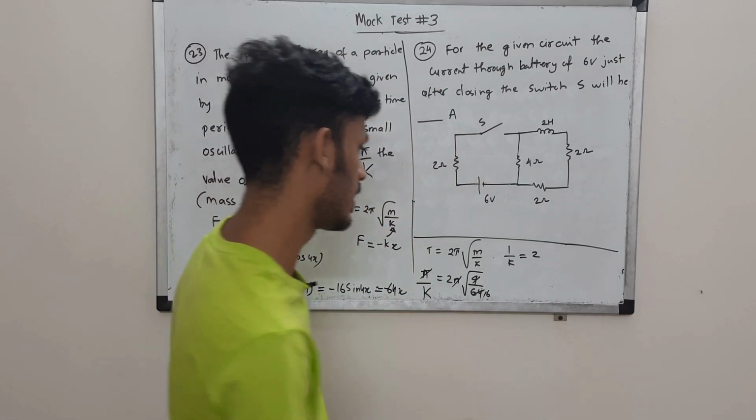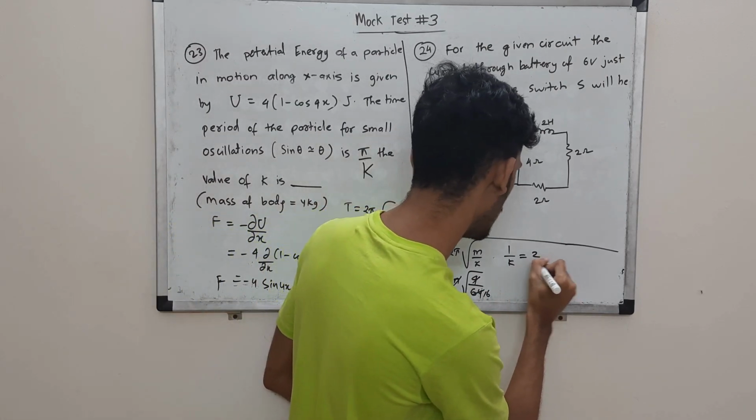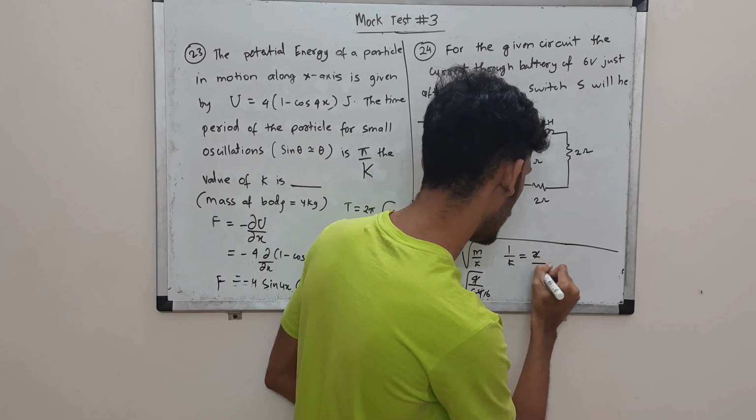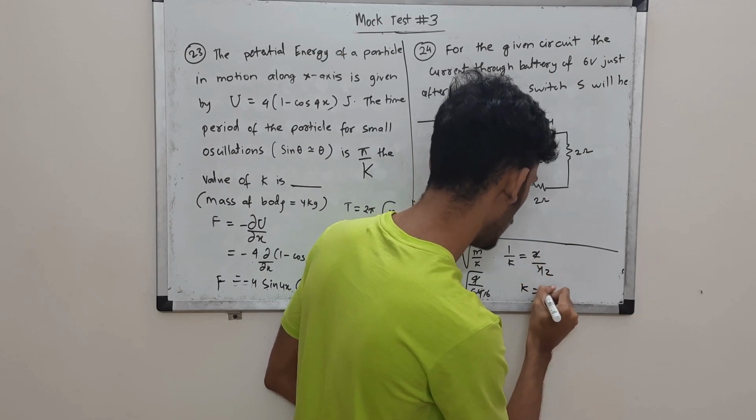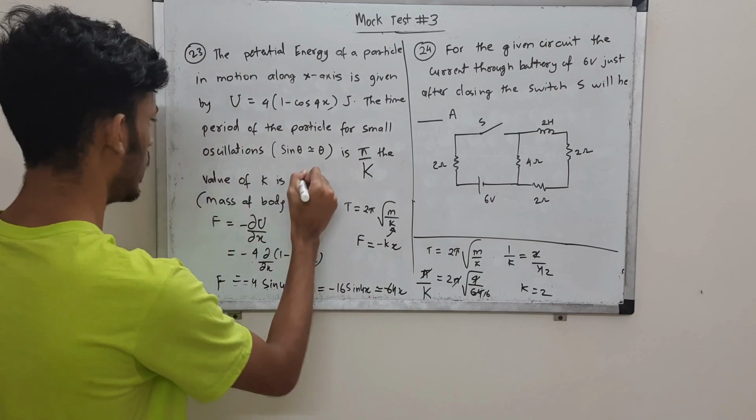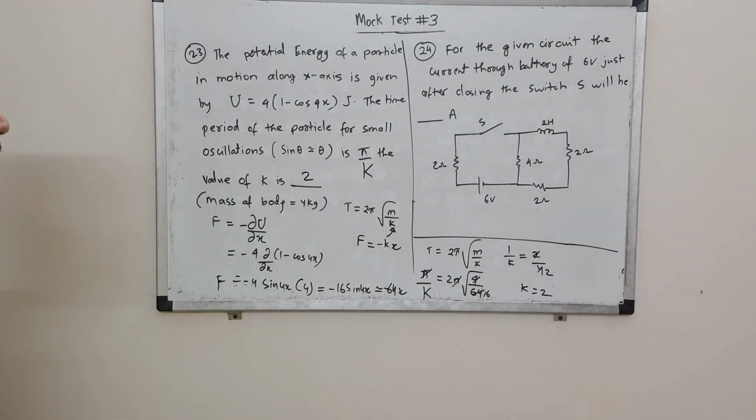Okay, so 1 by 16, so under the square root we'll have 4, so this will give us 2. So k is nothing but 2. The value of k over here is nothing but 2. Let's come to this one.